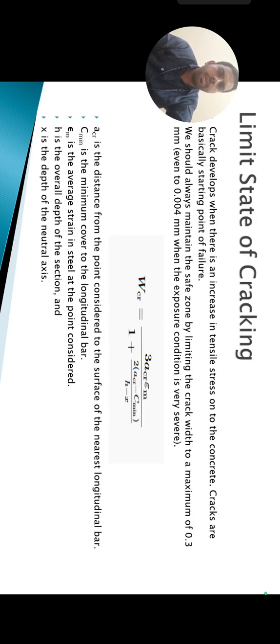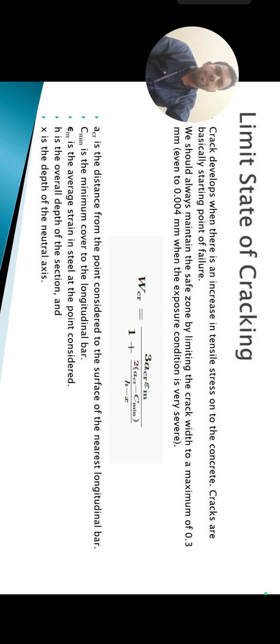Now the formula for finding the cracking. A crack develops when the tensile stresses in the concrete increase. Cracks are basically the starting point of failures. We should always maintain a safe zone by limiting the crack width to a maximum of 0.3 mm. Even 0.004 mm, if the exposure condition is very severe. This is the formula for finding the crack width.